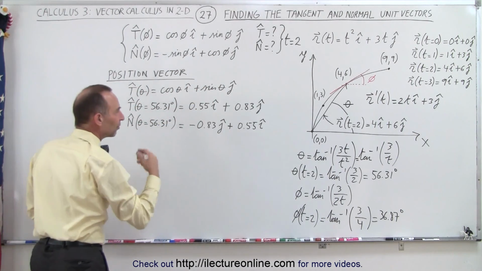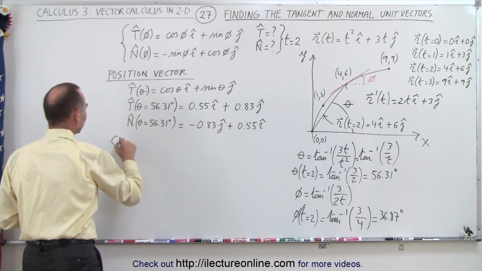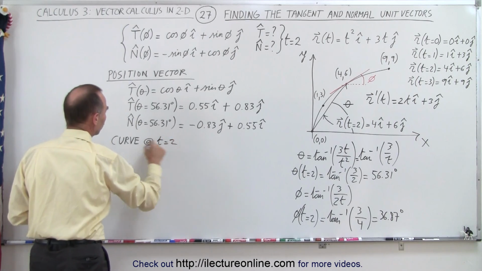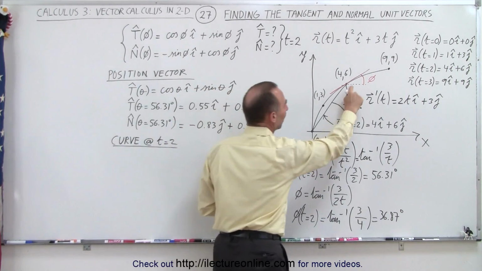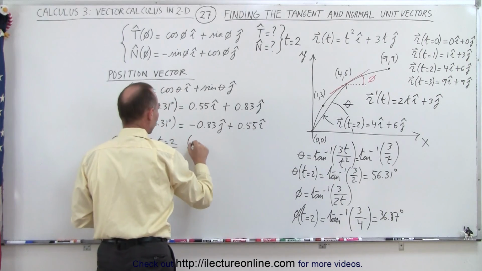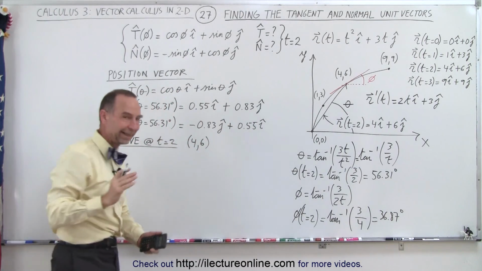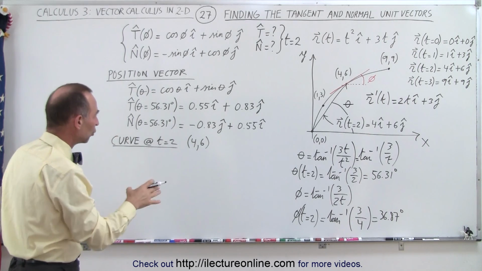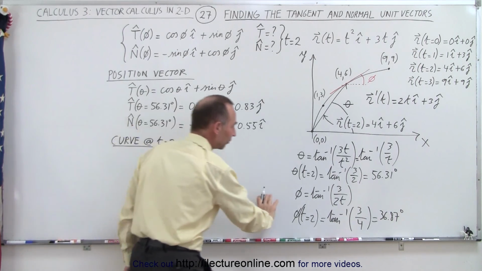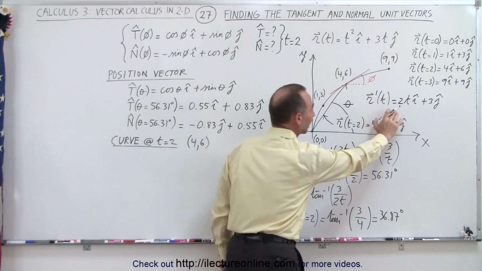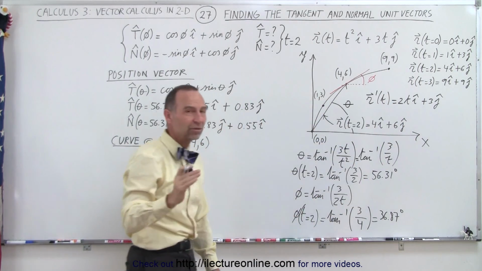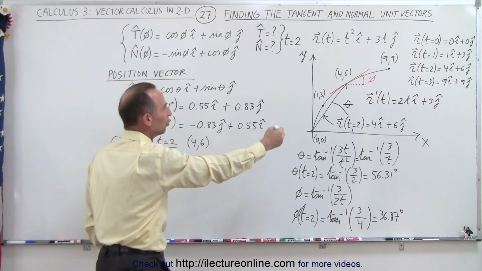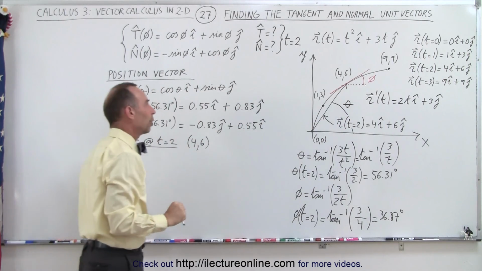So now we're going to do the same thing, but for the curve, relative to the curve at t equals 2. So that's this point right here when x equals 4 and y equals 6, at the coordinate point 4 and 6. At that location, what will be the unit tangent vector and the unit normal vector? Notice we find the angle phi this time. We do that by taking the derivative of the position vector, which gives us the slope, and then evaluating it at t equals 2.